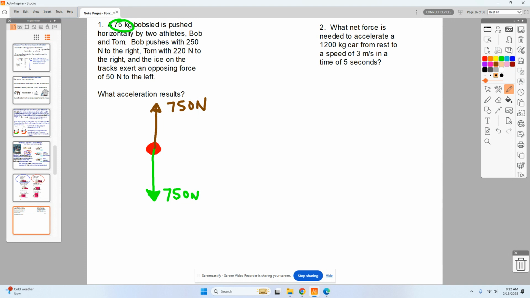Now you have Bob and Tom that are pushing, so I'm going to go ahead and use two different forces here. So that's the force from Bob. And Tom pushes a little bit less aggressively. And then I have one more force that's acting. That's because the ice is able to exert a little bit of a frictional force to oppose that motion. That's 50 newtons opposing it, so there'll be 50 newtons to the left. Let's go ahead and draw that this way.